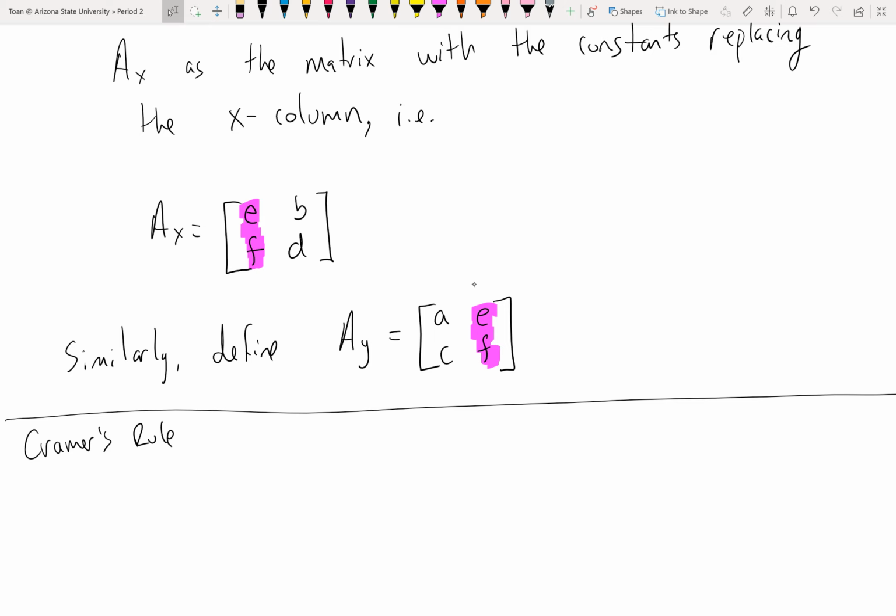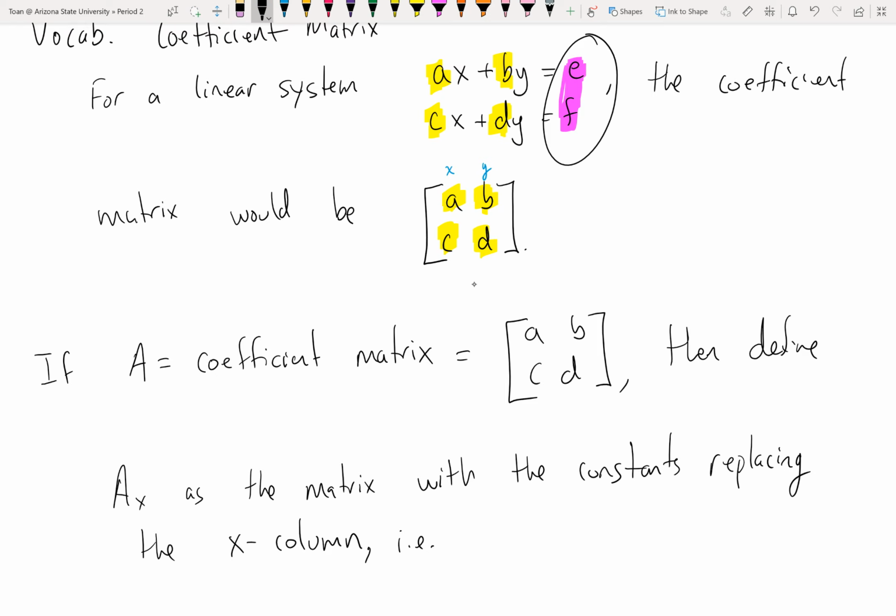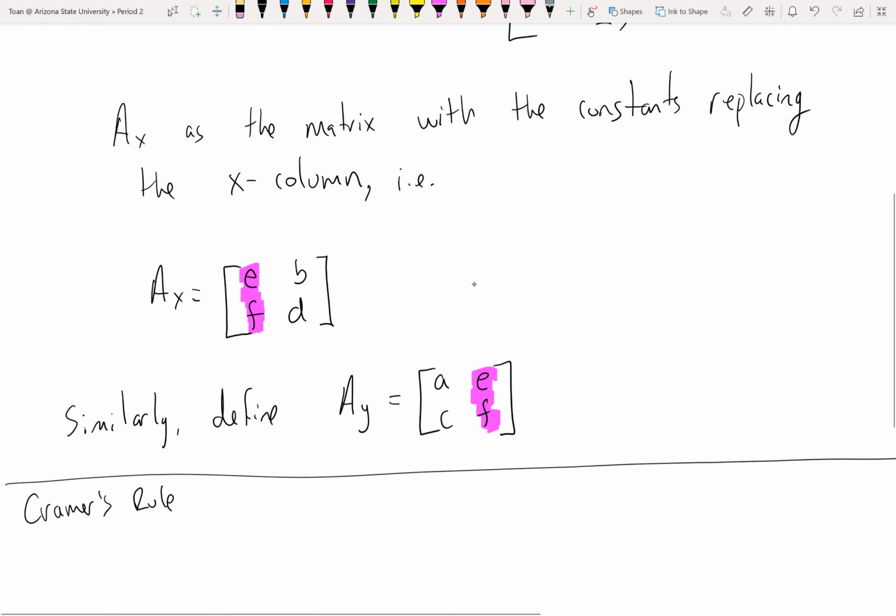Question. Can e be where f is and f be where e is? The question was, does the order matter? Can e be where f is and f be where e is? Order does matter. It needs to match the order of the original problem. So order does matter in this case.